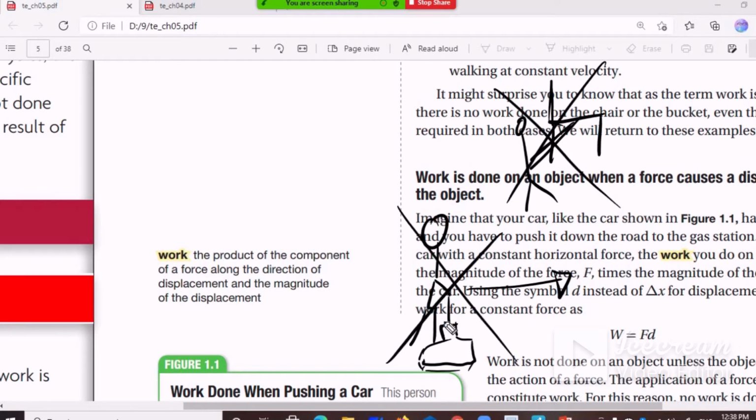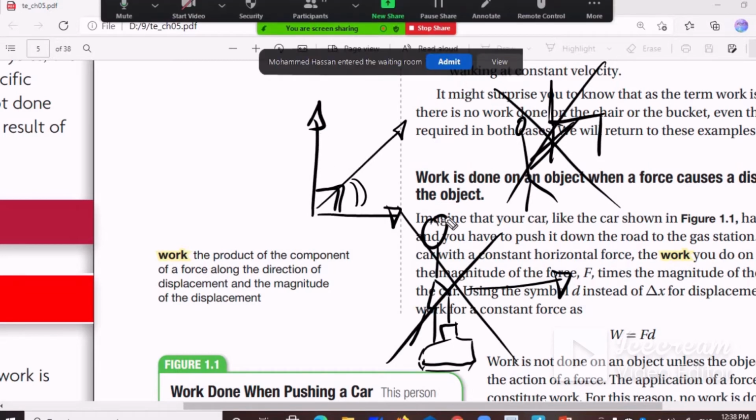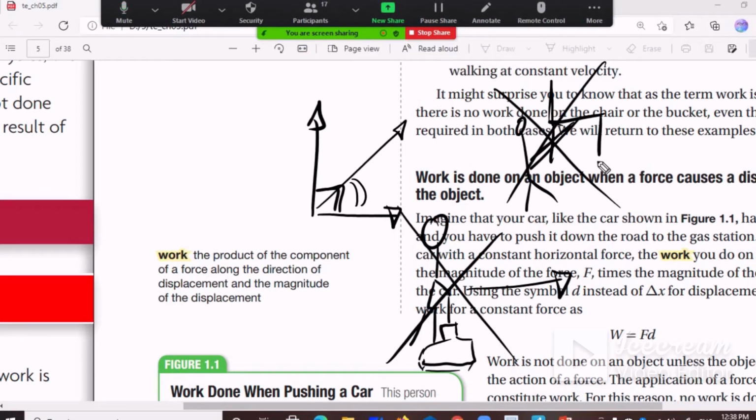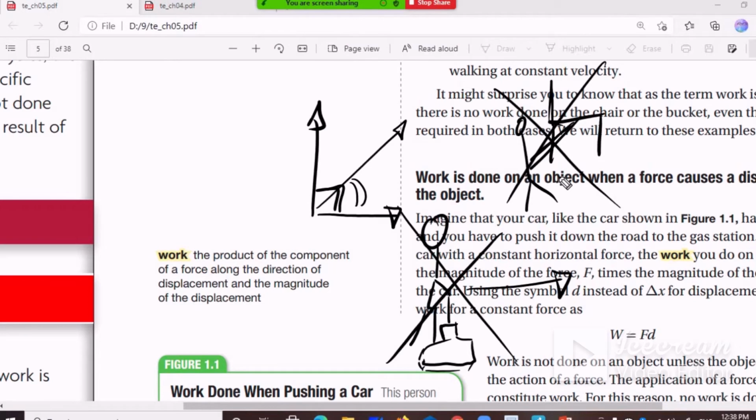Do you know why? Because here the force is perpendicular to the displacement. The force should be parallel to the displacement. In this case, no work. Not just parallel. Maybe sometimes we have an angle between the force and the displacement, and we will explain that now. But anyway, if the force is perpendicular to the displacement, no work. If there is no displacement, no work. That's the meaning of work in physics.